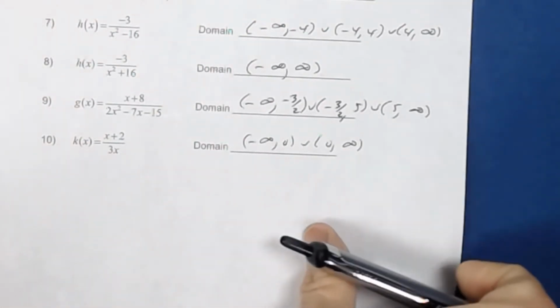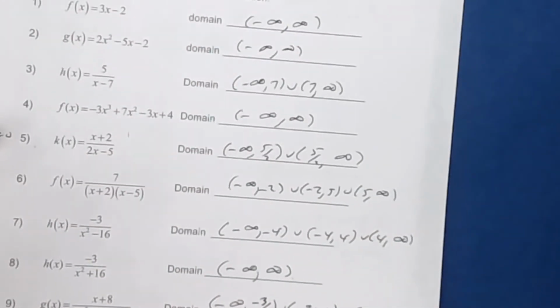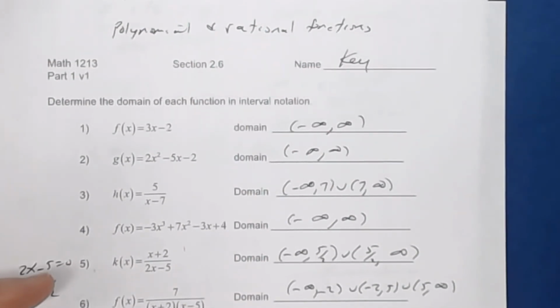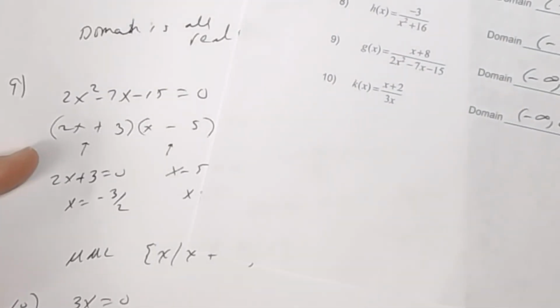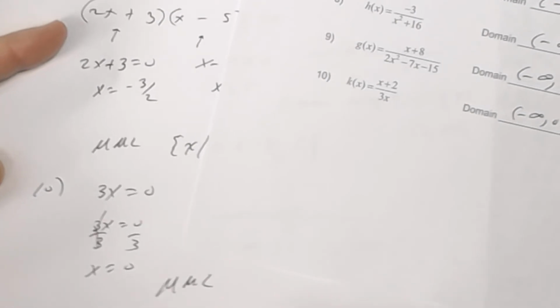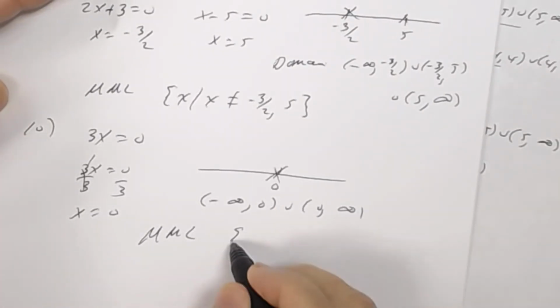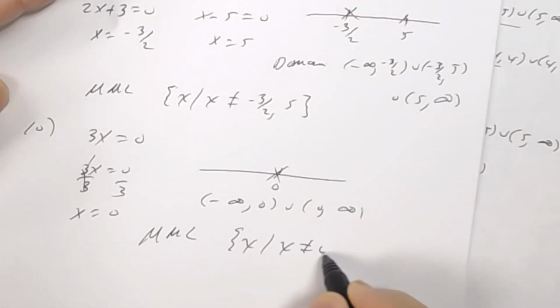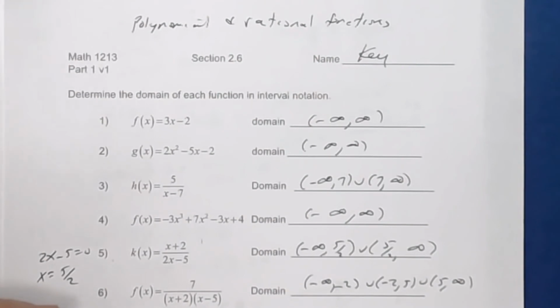All right? So that's the key to section 2.6, part 1. Oh, and don't forget, in my math lab for this one, you would say the set of x's such that x does not equal 0. All right? Okay, so that is the key to section 2.6, part 1.